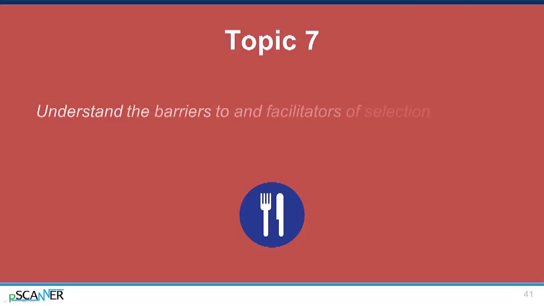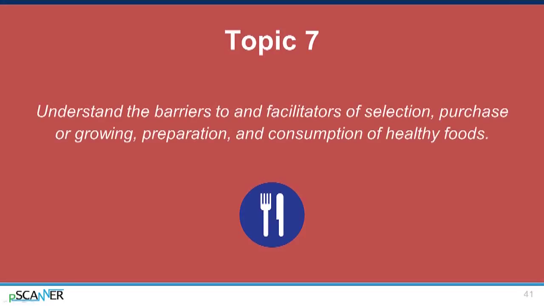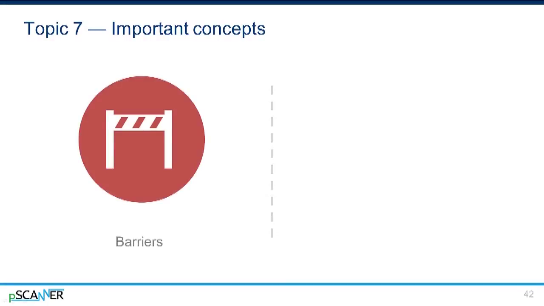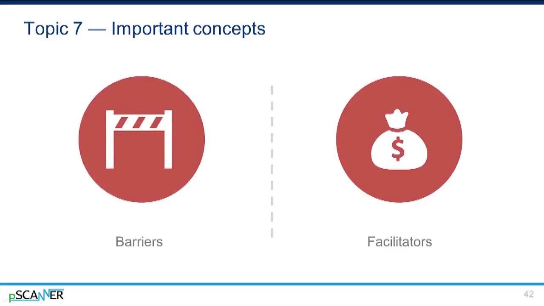Topic 7. Understand the barriers to and facilitators of selection, purchase or growing, preparation, and consumption of healthy foods. Now this topic focuses on factors external to the individual that impact their food-related behaviors, as compared to Topic 6, which focused on internal factors. External factors might include the natural environment, pollution, and availability of affordable grocery stores, nearby healthcare facilities, space for gardens, laws and regulations. Barriers refers to those external factors that might get in the way of someone's ability to be healthy.